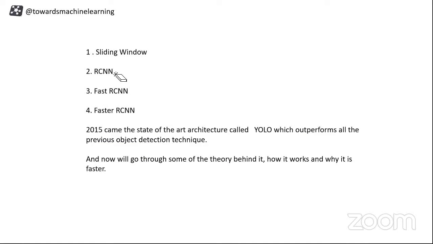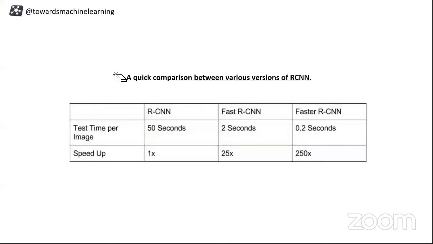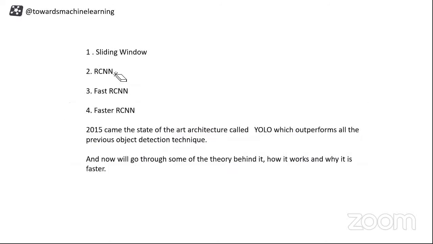And then we had the advancement in Fast and Faster RCNNs that you have seen, and those reduced the computation, and that's how we got to 2 seconds and 0.2 seconds for Fast and Faster RCNN respectively. So the whole study lies behind reducing the computational time. And that's why in 2015 came an architecture which is known as YOLO, and it got famous.